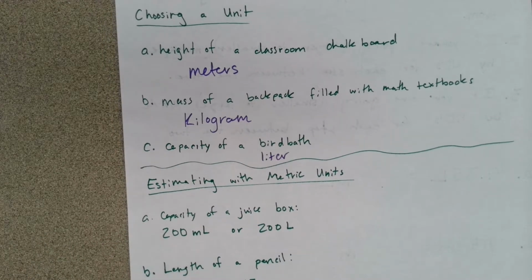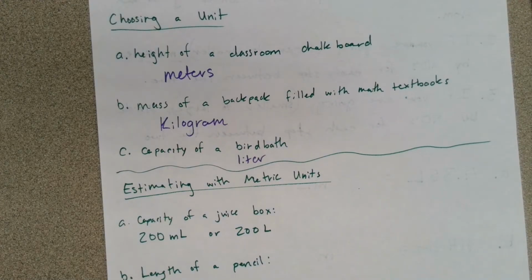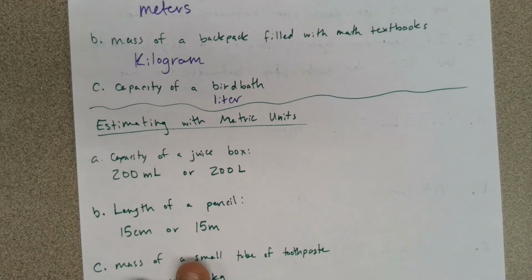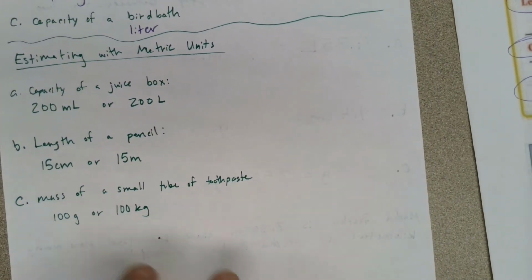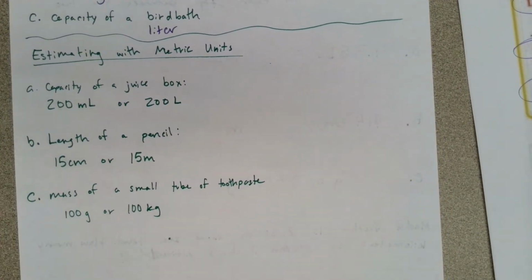So basically, you have to take a few things into consideration when you're doing this. Decide what would be best for whatever you're measuring. There's not necessarily a right or wrong answer, but there's going to be some that are going to be better. All right, so now we're going to estimate with the metric units. We're doing a similar thing here. They're just going to give us 2 different units to use, and we decide which one is better.